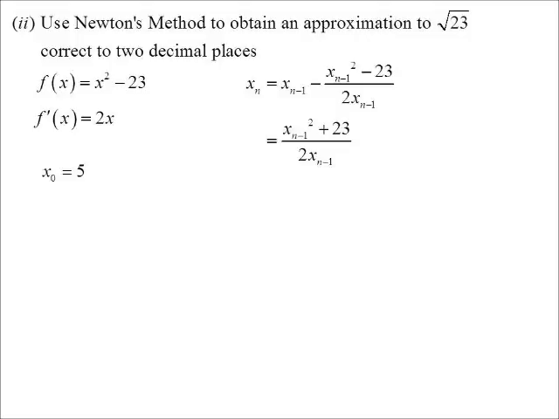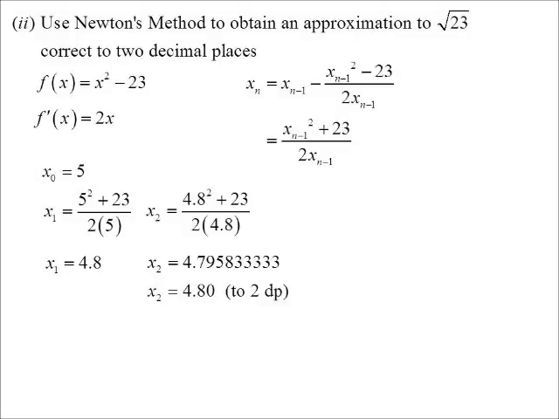I'm going to use 5 because I know the square root of 25 is 5. So it seems a logical place to start because I reckon it's going to be closer to 5 than 4 because it's obviously 16 versus 25. So if I sub in 5, 4.8. 4.8. Okay. Sub in 4.8. 4.7958333333333333. But to 2 decimal places, that's 4.8. So it looks like 4.80 is our answer.